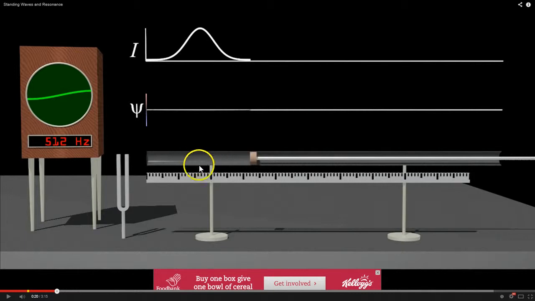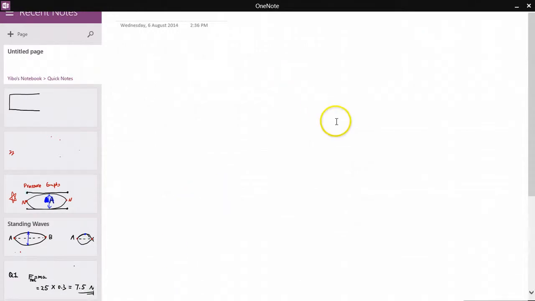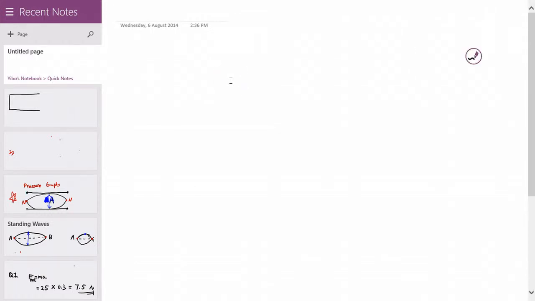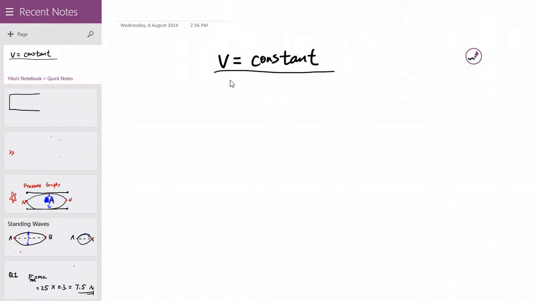The idea is, say if the tube has this length, and the fundamental frequencies... actually, let me show you this on paper first. Always remember, the velocity of sound is constant. It cannot be changed. It can be changed by the density or the temperature of the air, but normally it's pretty much constant. If I talk louder, it doesn't make sound travel faster.